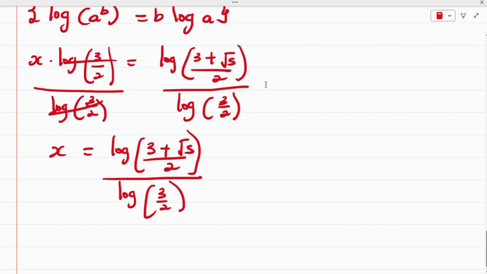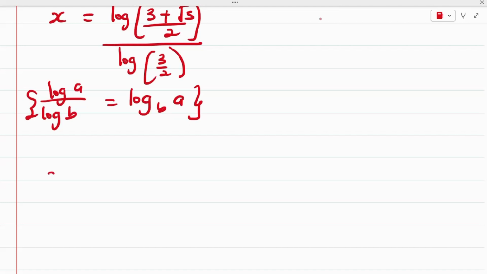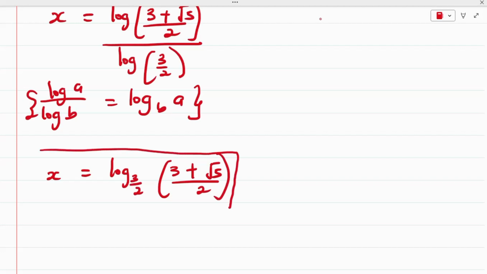So applying this property that says if we have log a divided by log b, this is equal to log a base b, we want to apply this formula right here. So we have x is equal to log 3 plus the root of 5 over 2 base 3 over 2. So this becomes the first value of x right here. So let's simply solve for the other part right here.